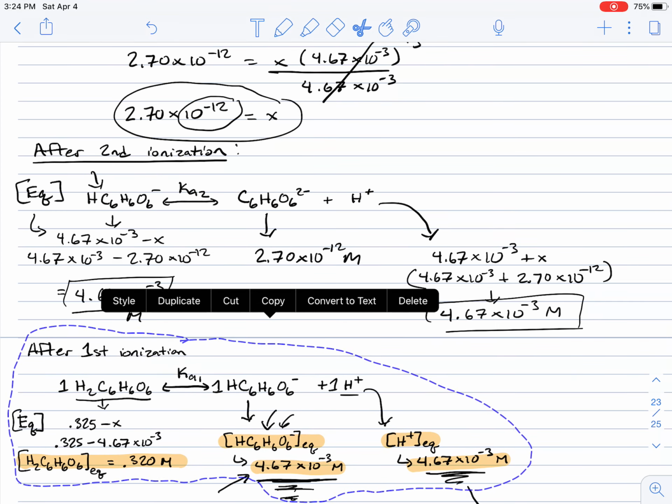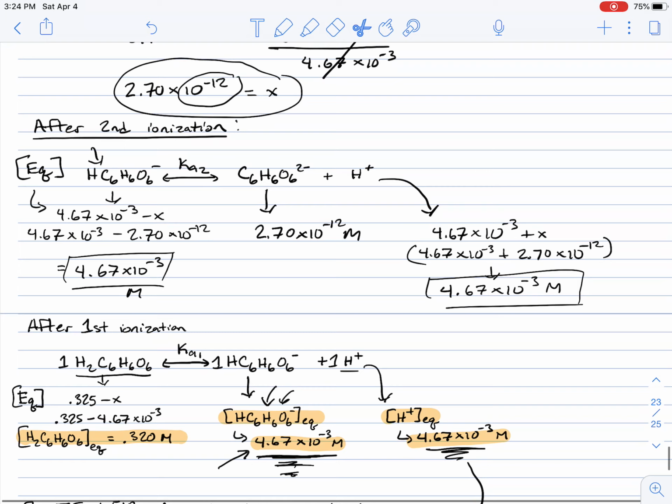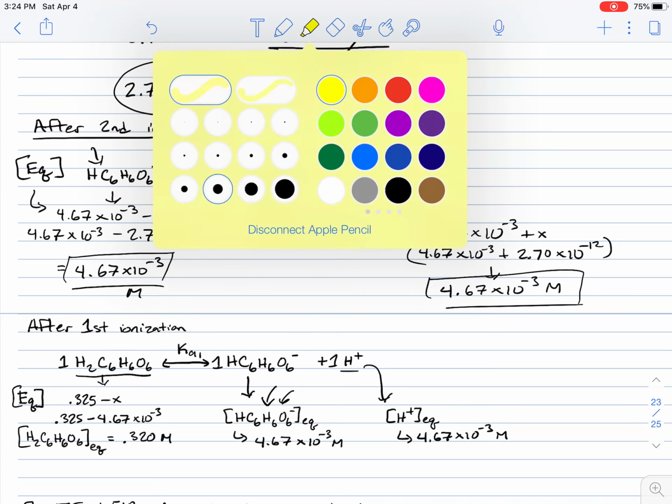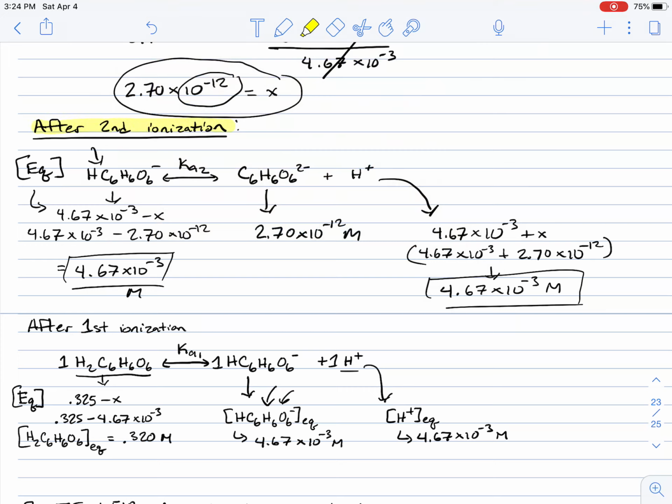Okay. So I'm going to go ahead and erase some stuff here. All right. So I'm going to highlight the values for the second ionization in yellow, and I'm going to highlight the values for the first ionization in a different color. And so if you are looking at the conjugate base of ascorbic acid, after the second ionization it is 4.67 times 10 to the negative 3 molar.